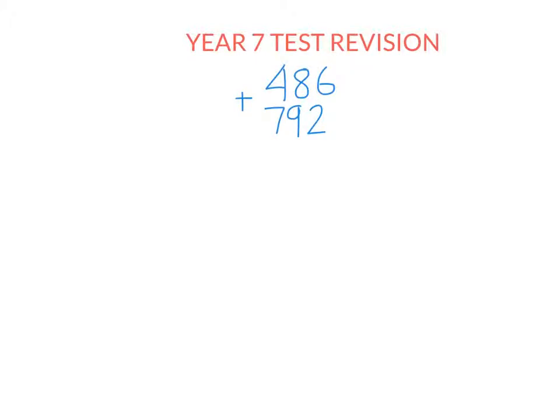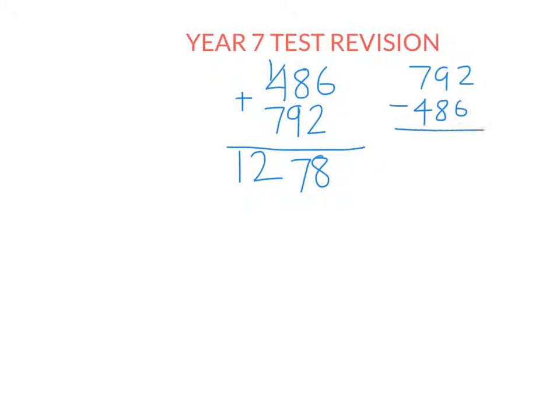So remember, for addition, you line up the numbers in the right columns and just add each column. 6 plus 2 gives 8. 8 plus 9 is 17, so I put down the 7, carry the 1. 1 plus 4 plus 7 gives me 12. So the answer here is 1,278.